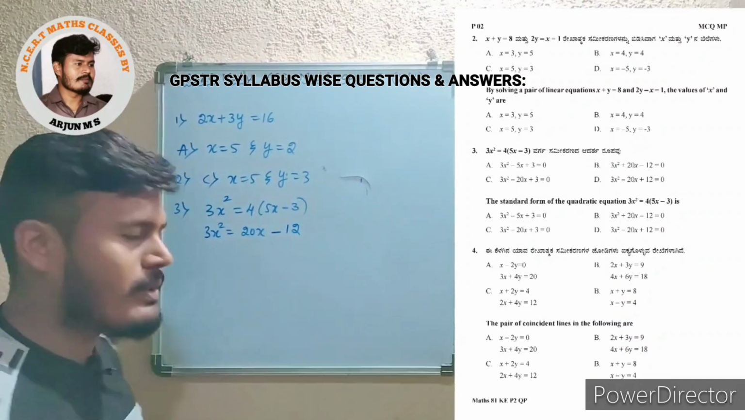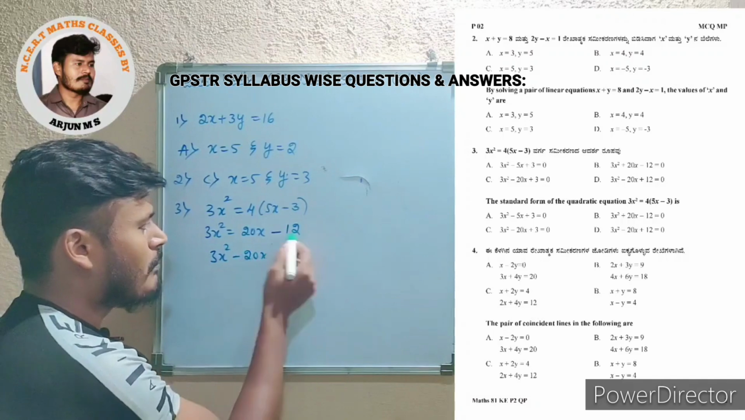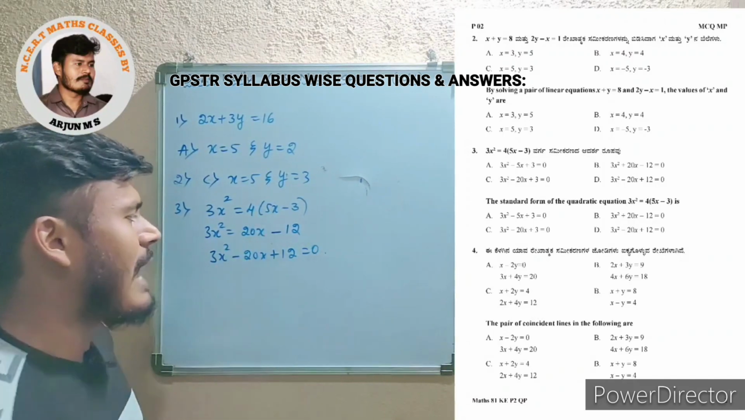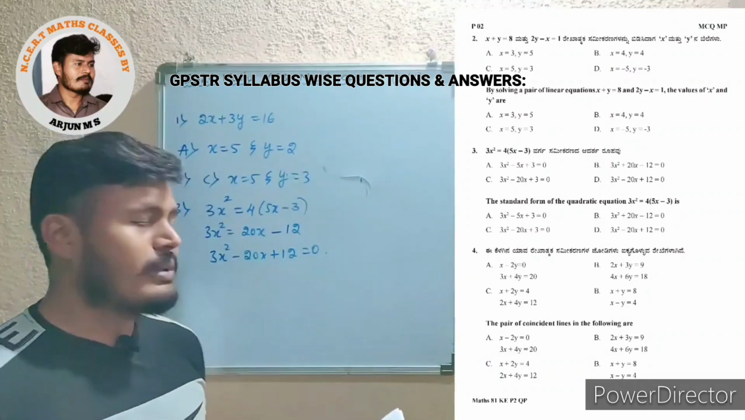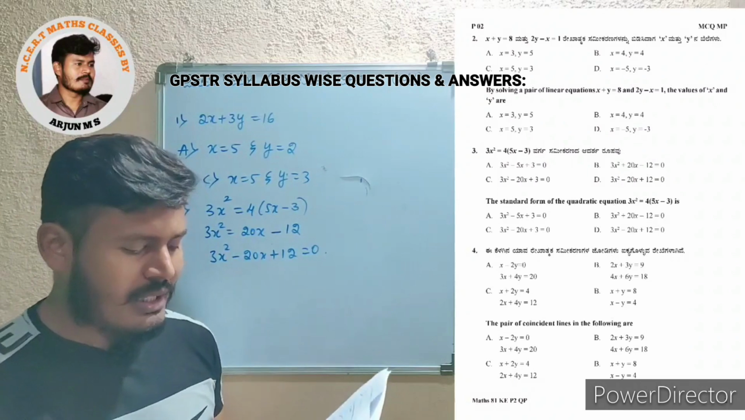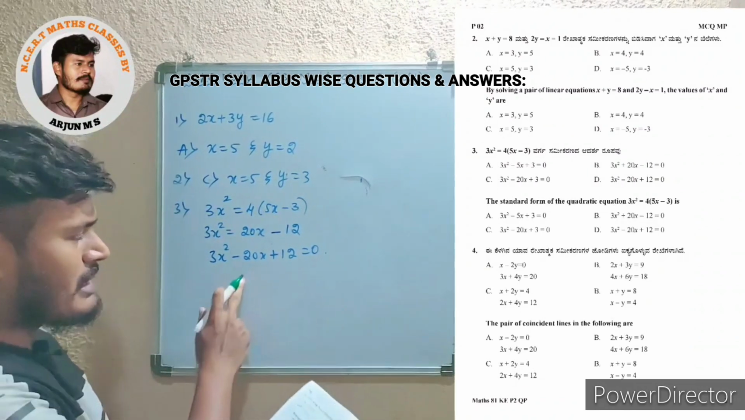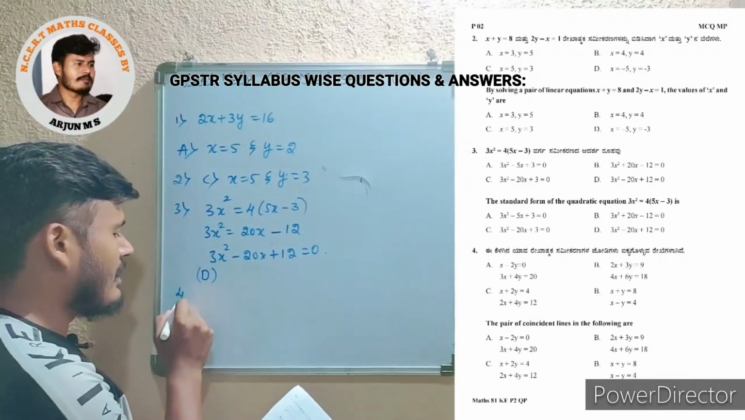Transpose 20x and minus 12 to LHS, we get 3x square minus 20x plus 12, which is equal to 0. So this is the standard form of the given quadratic equation. 3x square minus 20x plus 12 is equal to 0. You just observe here, option D is correct. That option is 3x square minus 20x plus 12. So option D is correct answer.